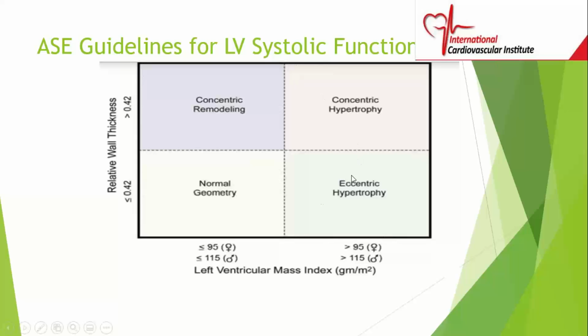So you should know this rectangle configuration and where the numbers go. This is how we report hypertrophy, okay? At the present time, patients are either normal, concentric remodeling, concentric hypertrophy, or eccentric hypertrophy.